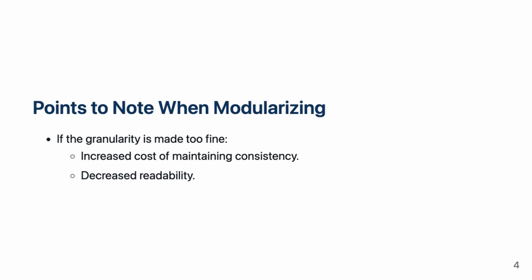Excessive granularity can complicate the code, make it difficult to maintain consistency, and reduce readability. To maximize the benefits of modularization, it's crucial to adjust the granularity as your app grows.